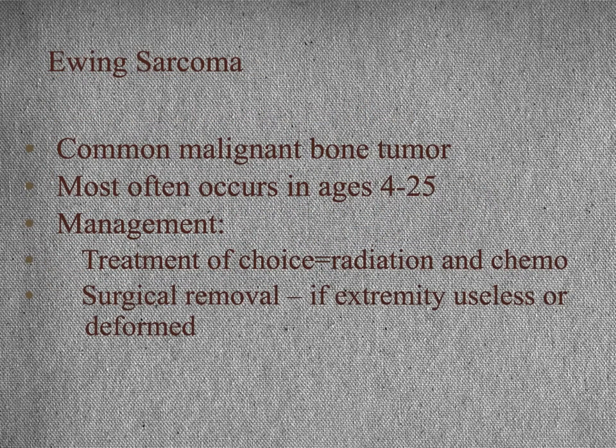Okay, Ewing sarcoma is another common malignant tumor. If you look at the ages on this slide, it can start as young as 4 and then also go into young adulthood. This cancer, like I showed you on the picture on the first slide, starts inside the bone. Well, it starts in the bone marrow spaces of the femur, the tibia, the fibula, ulna, humerus. You can also see them in your vertebrae, your pelvis, your scapula, your ribs, and your skull.